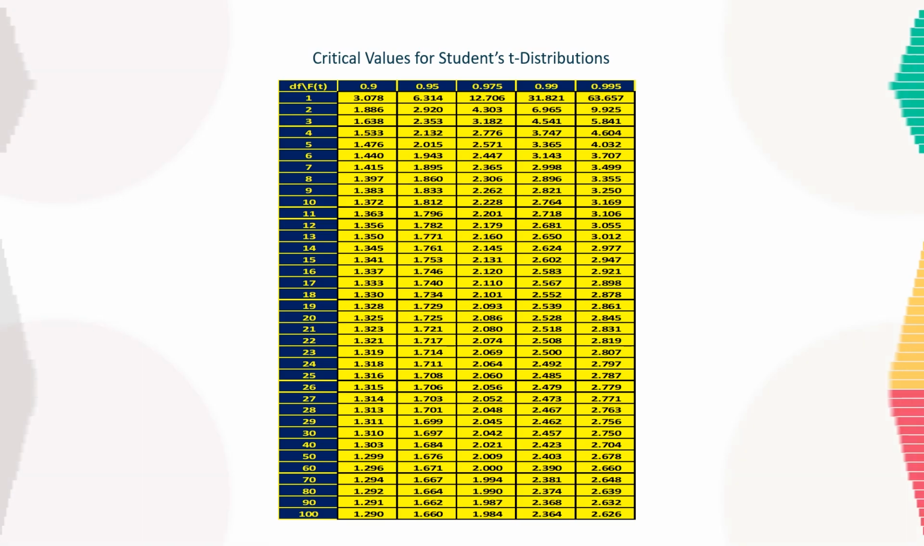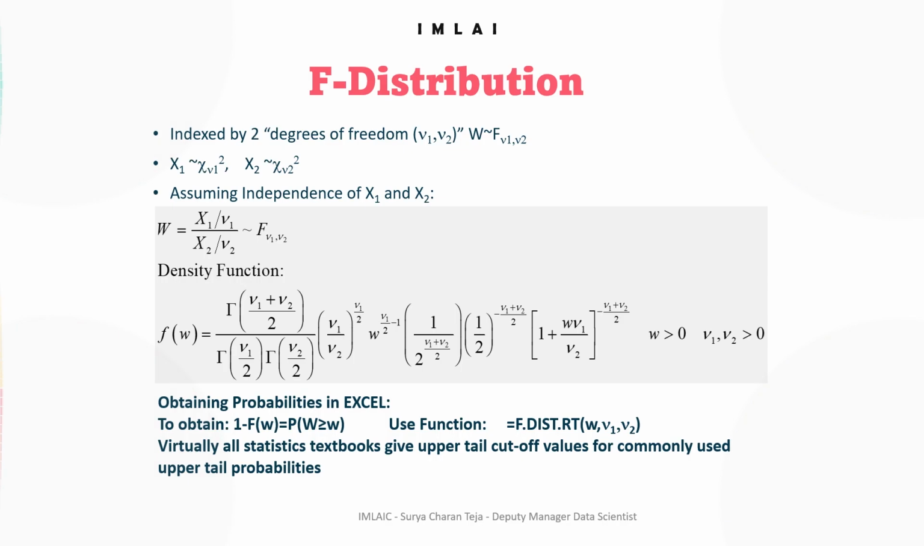Now let's look into the F distribution. The F distribution is a continuous probability distribution that arises in statistical inference, particularly in analysis of variance, ANOVA, and regression analysis. It's the ratio of two chi-square distributions and its probability density function depends on two parameters: the degrees of freedom of the numerator and the degrees of freedom of the denominator.